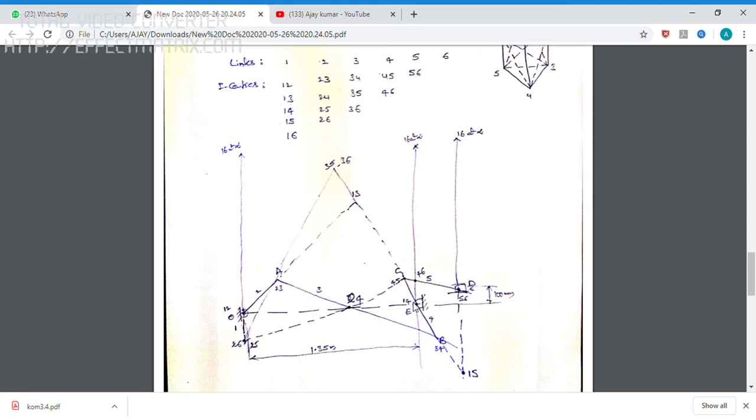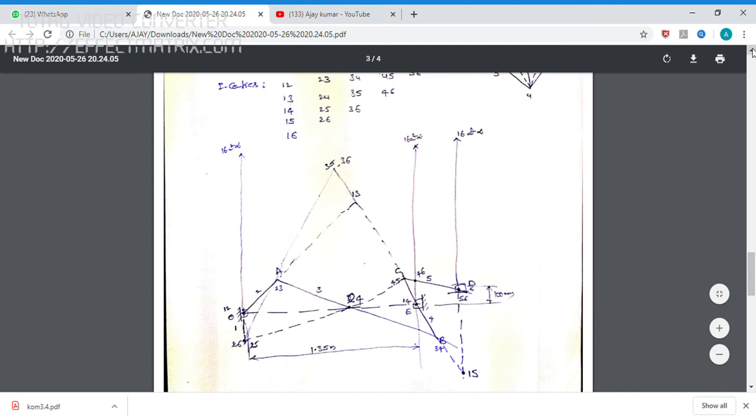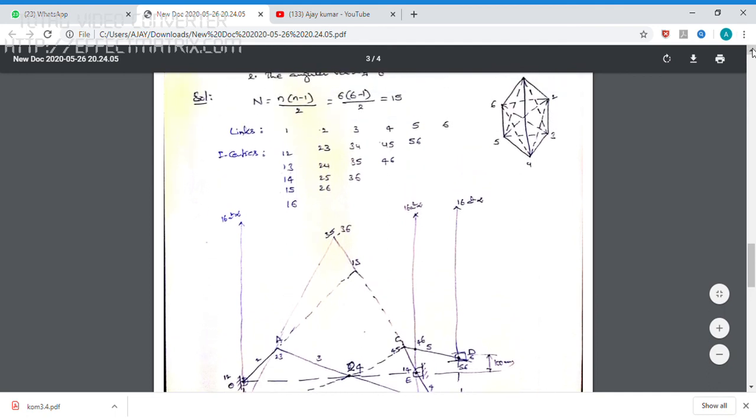Now we have to find the remaining 8 instantaneous centers one by one, very properly. Next, what instantaneous center do you want to find?